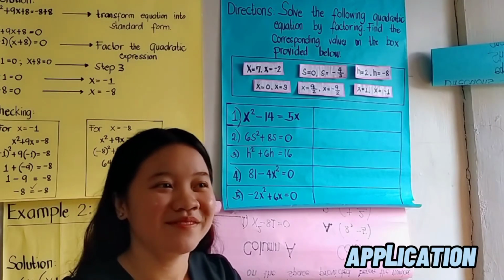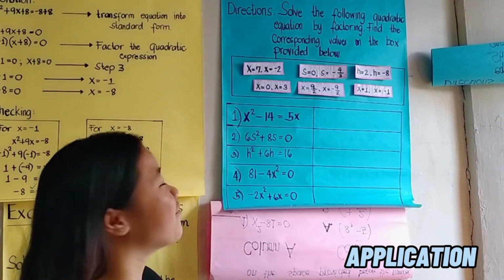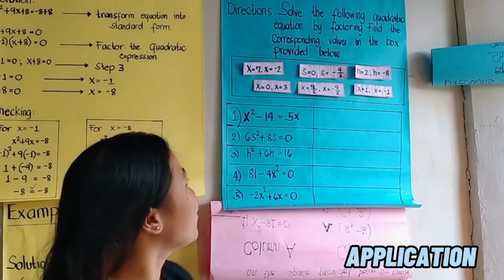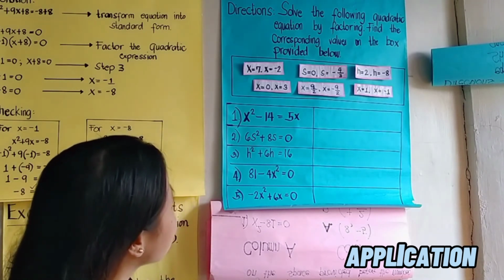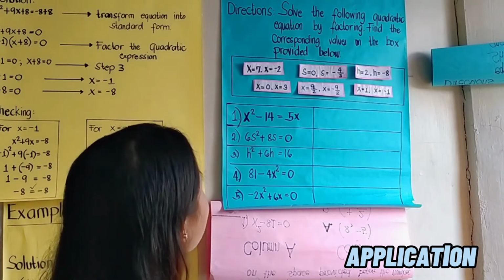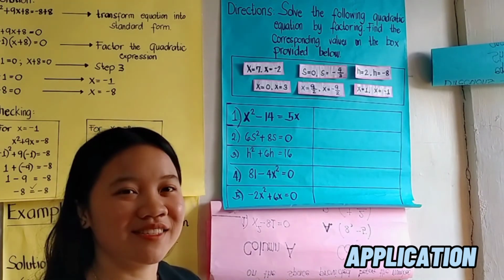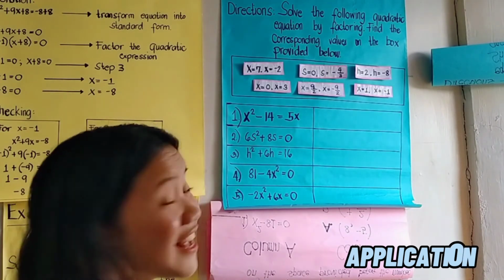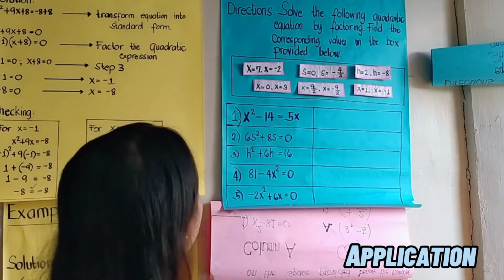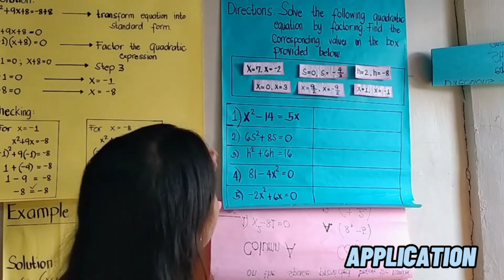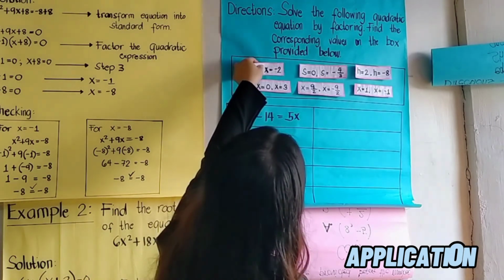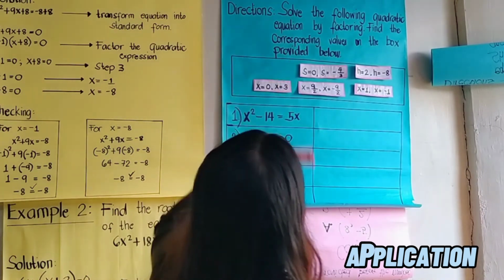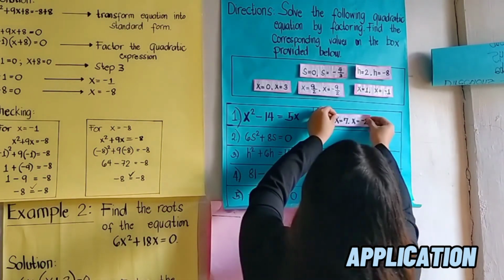Time is up. Now, let's answer the following expressions. Who can answer the first question? We have x squared minus 14 equals 5x. Anyone? Yes, Team Blue? Yes, you're correct. The answer for this expression is x equals 7 and x equals negative 2.